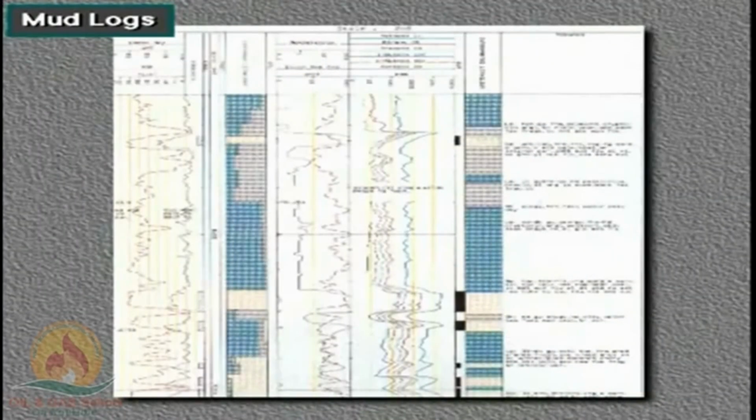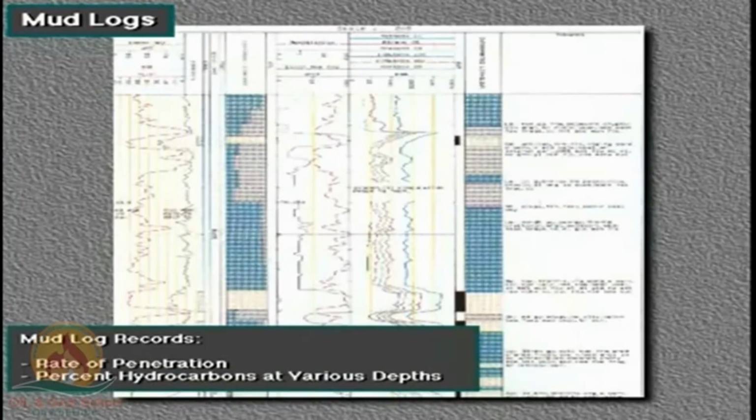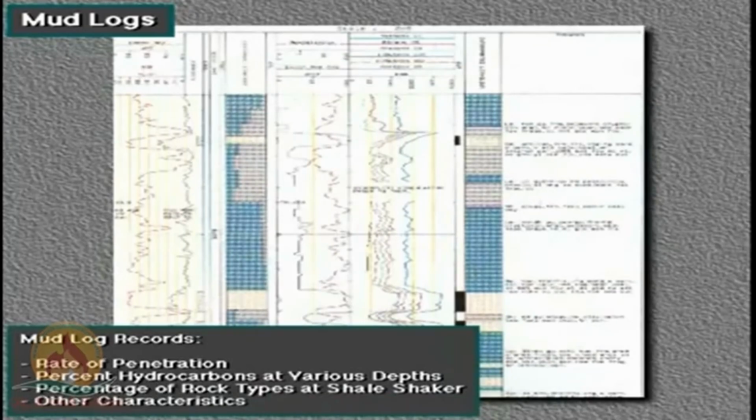This is a computer-generated mudlog. At its most basic, the log records the rate of penetration, percent hydrocarbons found in the mud at various depths, and the percentage of rock types in samples caught at the shale shaker. The log may also record other well characteristics to help the well owner drill the well efficiently.